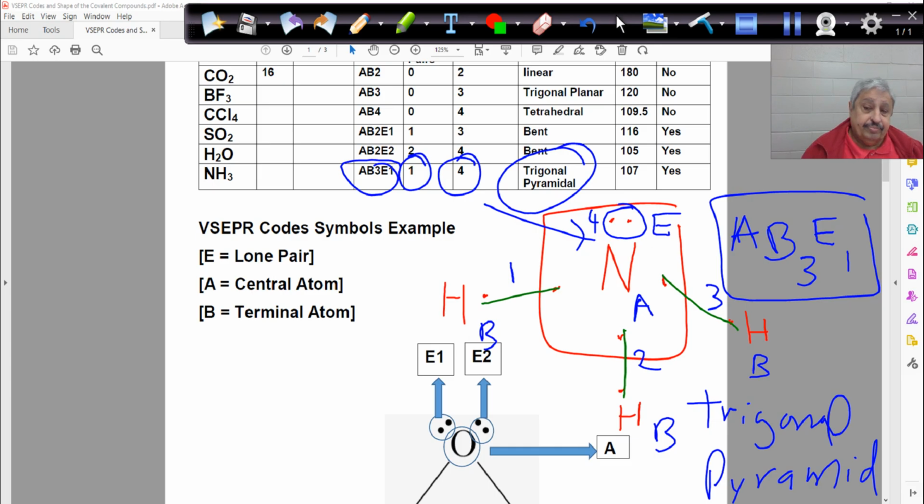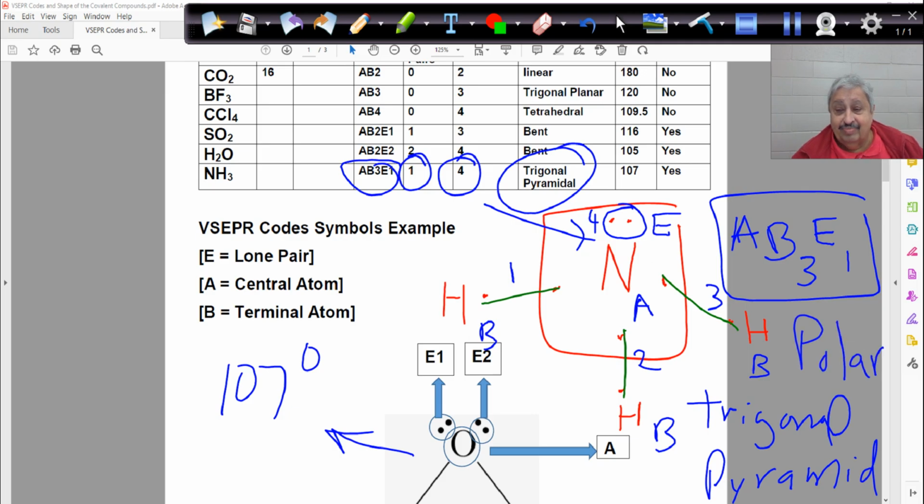Okay, guys. What's the angle? The angle is 107 degrees. Is it polar or non-polar this time? Come on, guys. It has to be what? It has to be what? Polar. Why? Again, we have what? A lone pair on the central atom. Okay, guys?